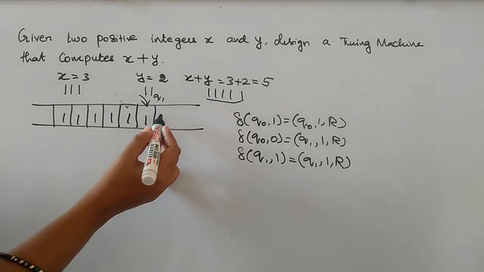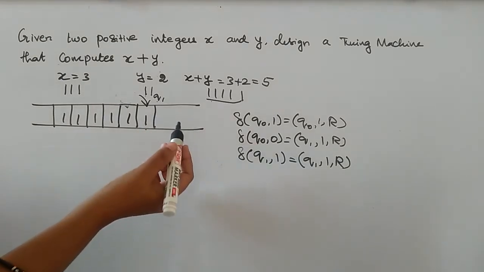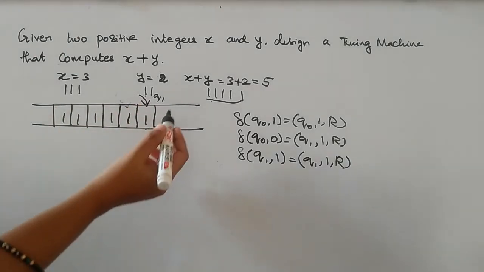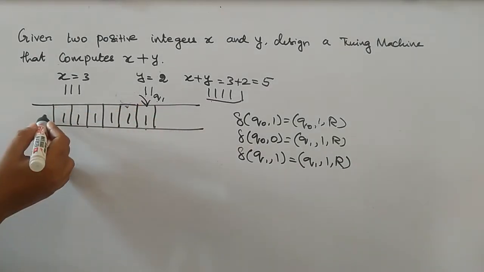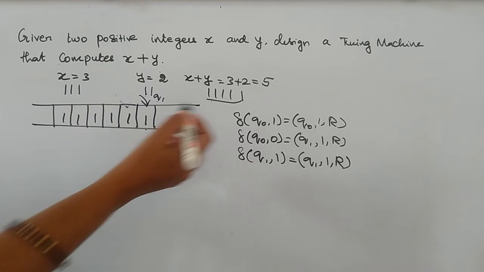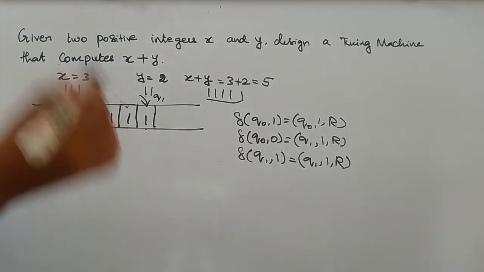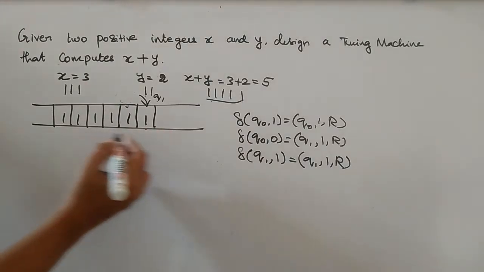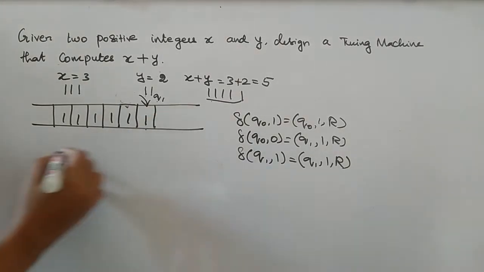But you may ask, here there are no other cells, so how will the read-write head be moved towards the right? Actually, on the left-hand side and the right-hand side of the tape, you have an infinite number of cells, but those cells will be occupied by the blank symbol only.